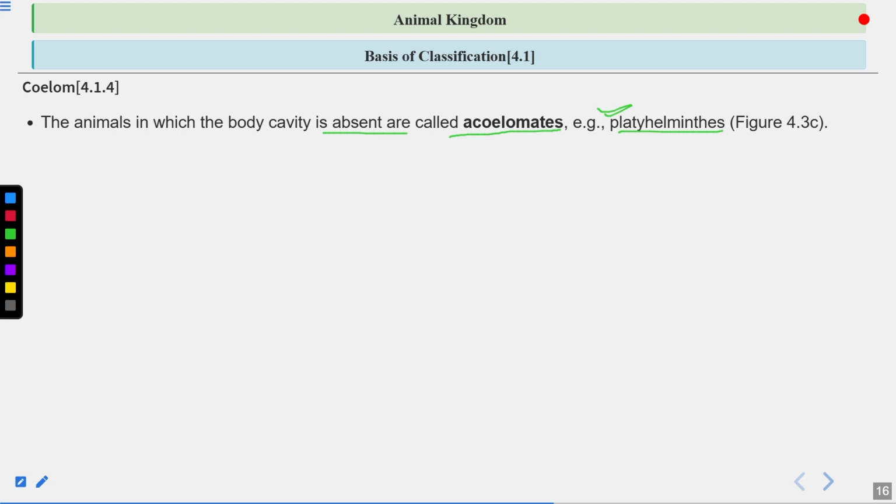And from the Annelida to the next level, whatever the phylum after that it is coming, they are all having the true coelom, true body cavity. Clear, I hope? This is very, very important fundamental feature, the presence of coelom, right?